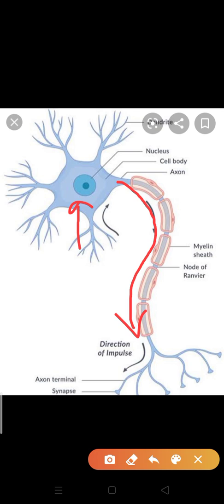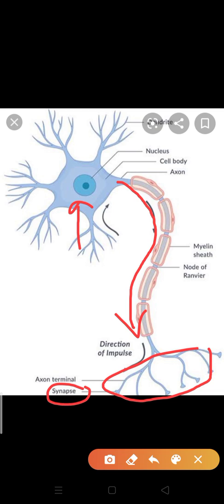The ends of the branched part of the axon are known as the synapse. From here the next neuron attaches. So the junction between two neurons is known as the synapse. I hope this much is clear.